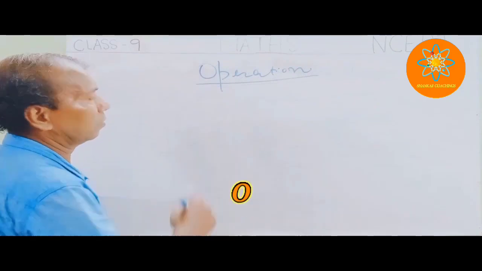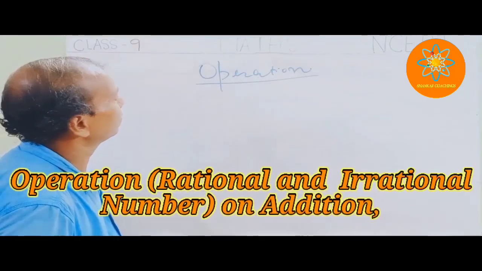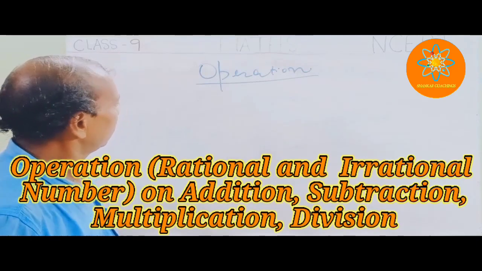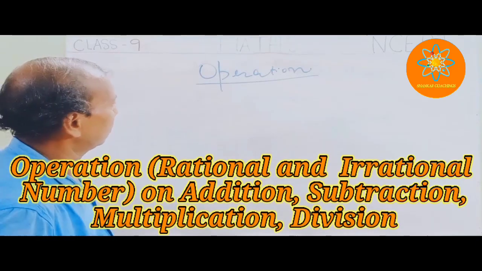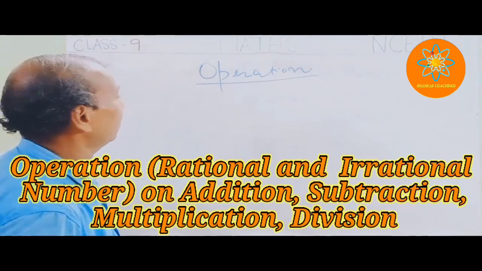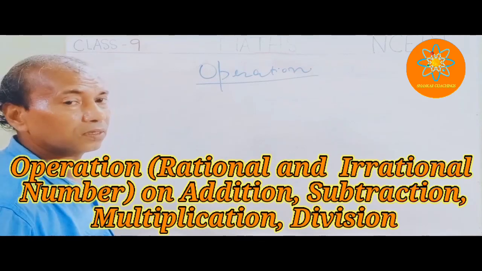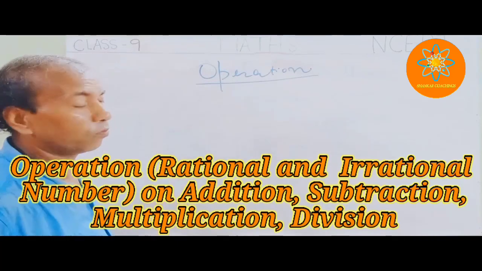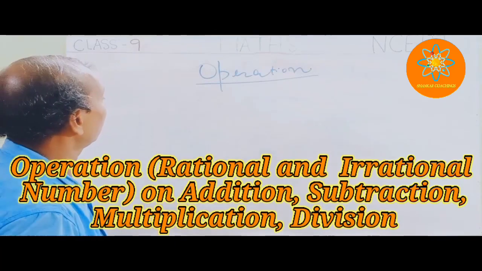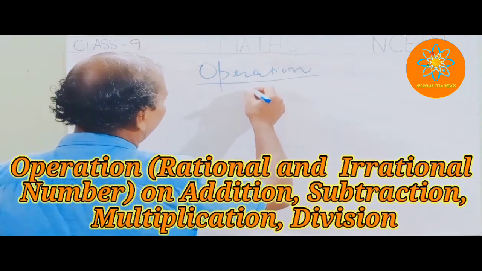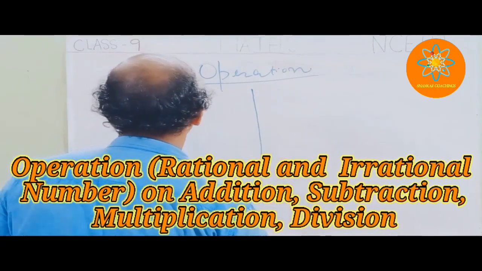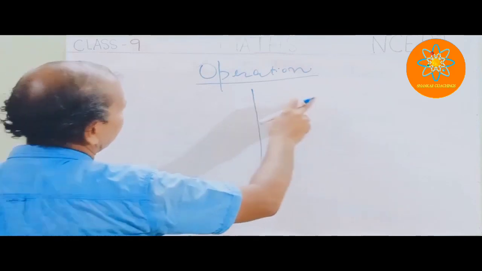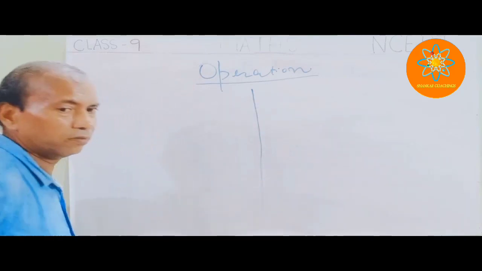Now we see the operations of rational numbers and irrational numbers. See, in the irrational number, the main case is there must be one number that is in the root. So the operations are, your 4 operations: addition, subtraction, multiplication and division.